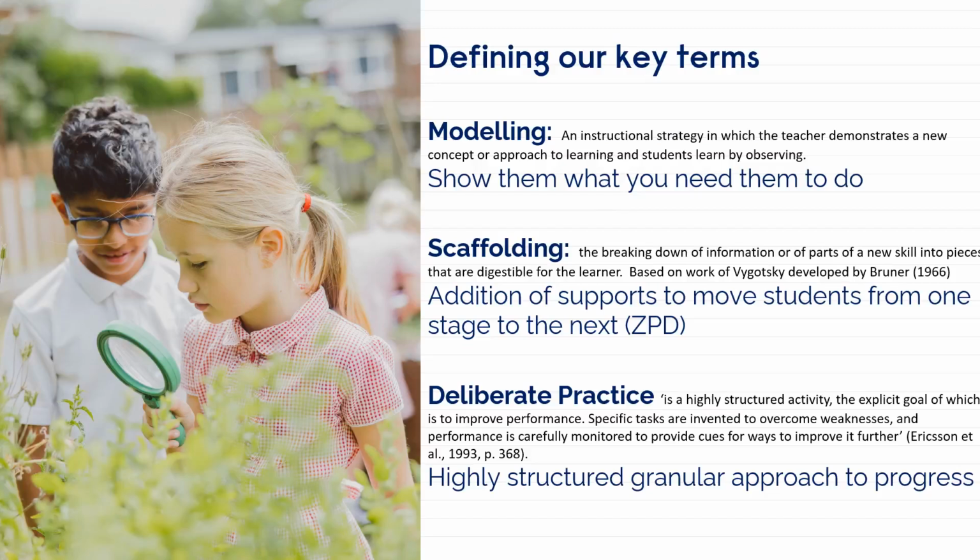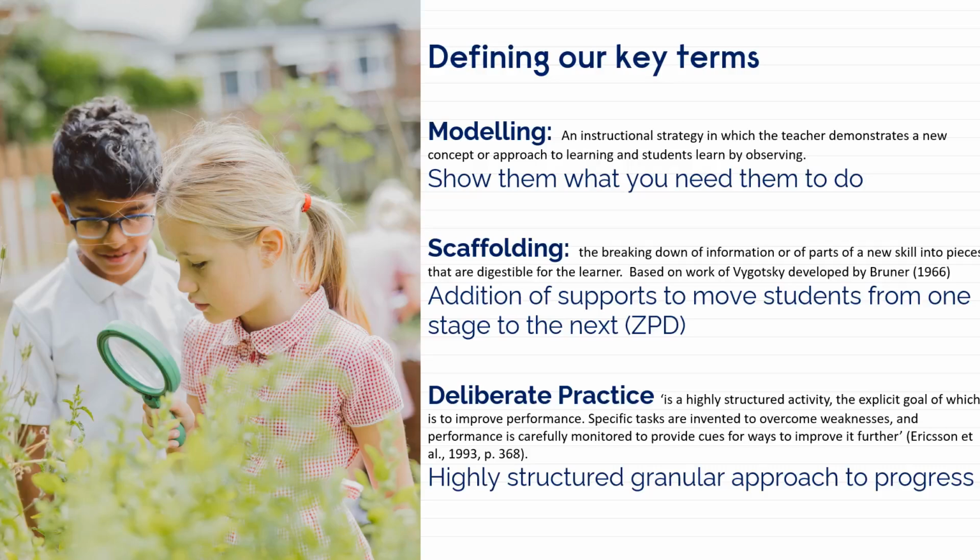We start with the idea of modelling, something that should be very familiar to you as experienced teachers. It's an instructional strategy in which the teacher demonstrates a new concept or approach to learning and students learn by observing. In our case, the students are our trainees. It's very simple. We need to show them what we want them or need them to do. If you don't show them it, they can't do it themselves. This observation is really important and we call that modelling.